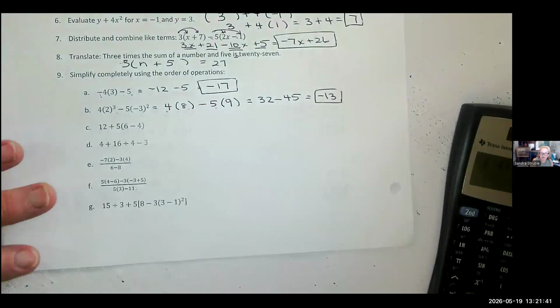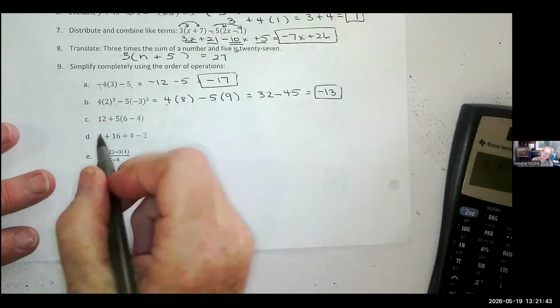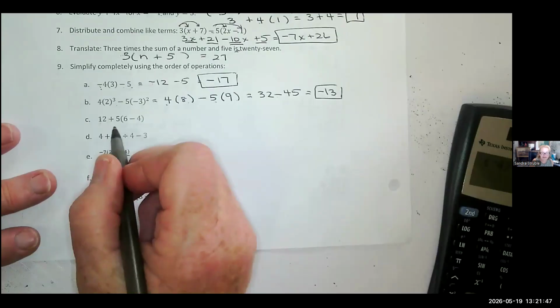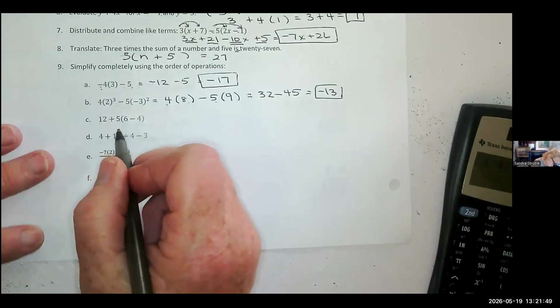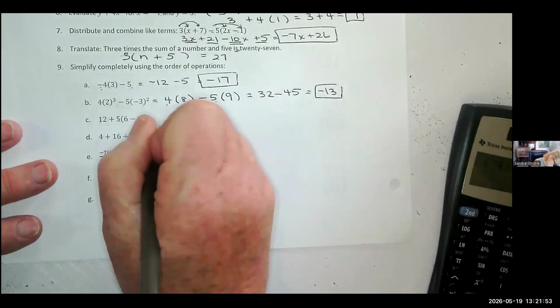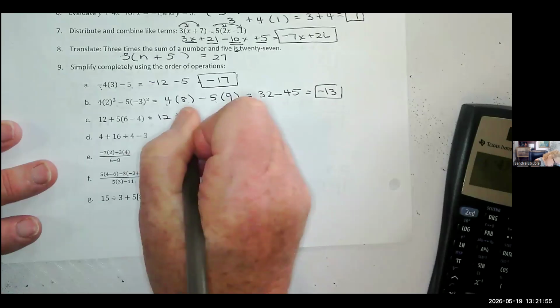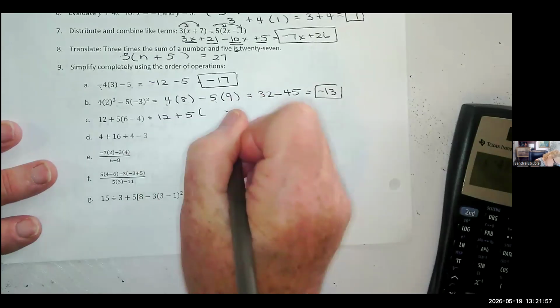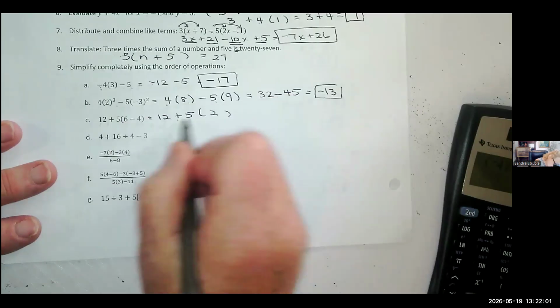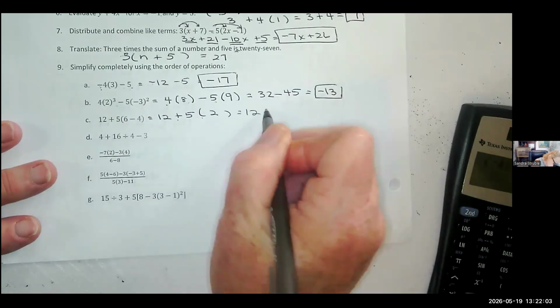C, 12 plus 5. So many people want to just say, oh, it's 17. Nope, nope, it's not. That would be wrong. I see this all the time. Please don't do that. Nope, nope, nope. 12 plus, keep that 5. We have to do what's in the parentheses first. 6 minus 4 is 2. Then we've got addition and multiplication. 12 plus 5 times 2 is 10. This is 22.